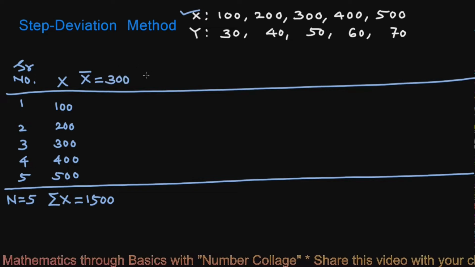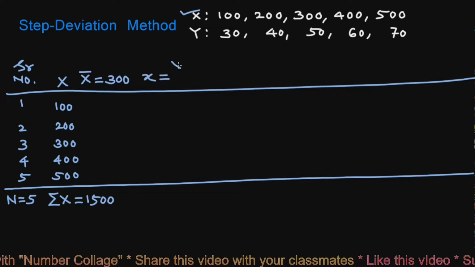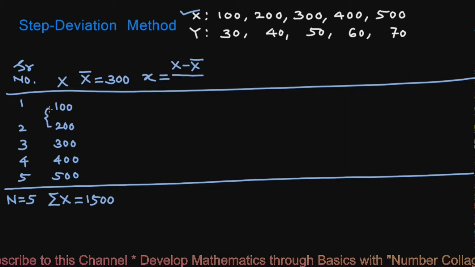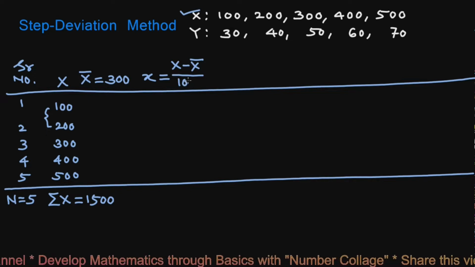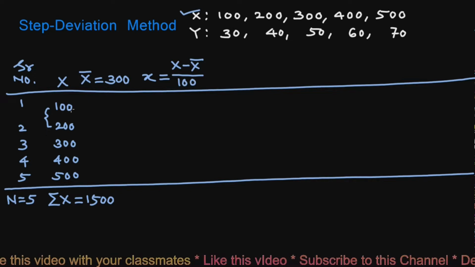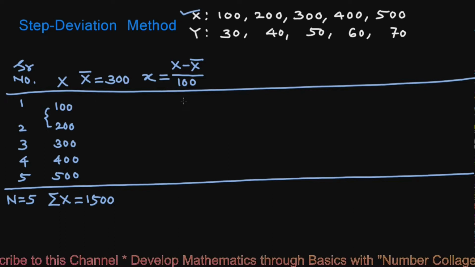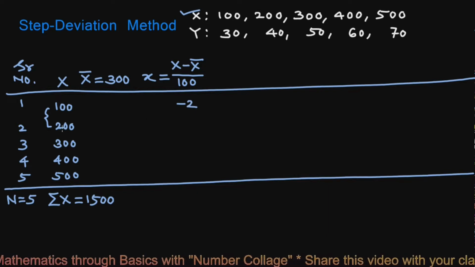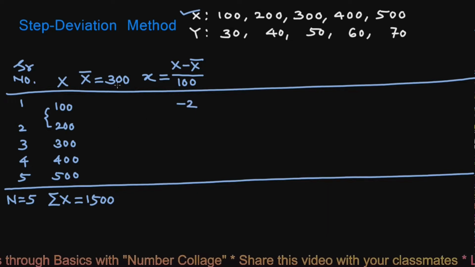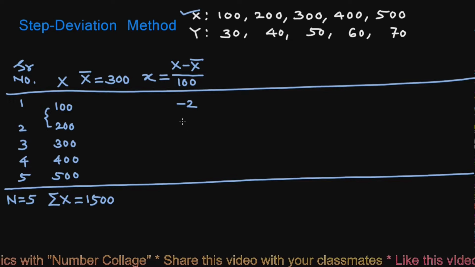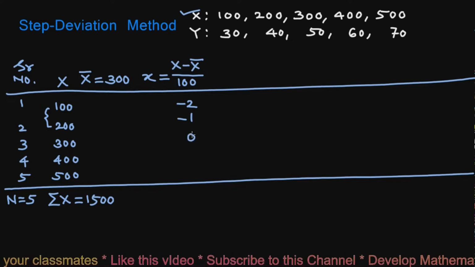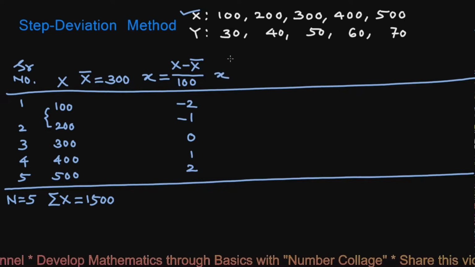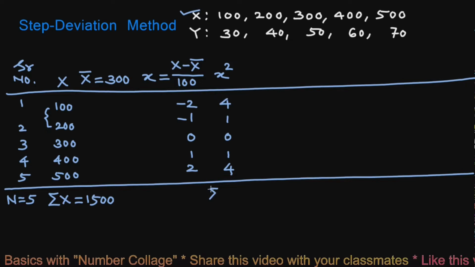And next we write the value of x as (x minus x bar) upon the width of values of x, that is 200 minus 100, 100. So from this we write (100 minus 300), minus 200 upon 100, that will be minus 2. Next, 200 minus 300, that will be minus 100 upon 100, minus 1. Similarly, we write 0, 1, 2. Our next column is x square, 4. Summation of x square is 10.